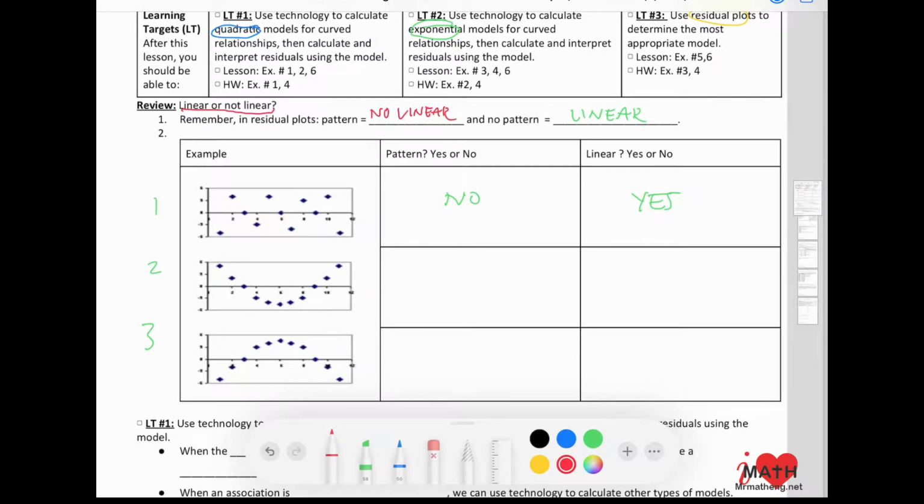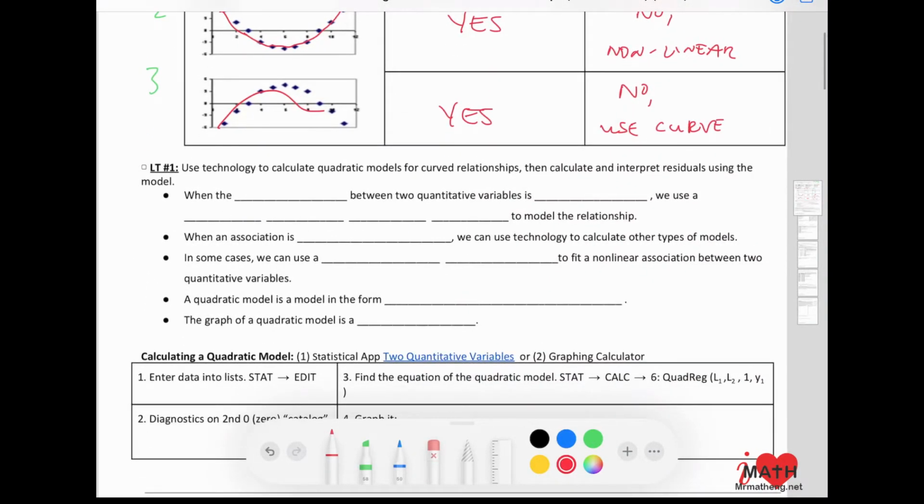How about number 2? Do you see a pattern? Well, I see one looks curved, so I see a pattern. Yes. Would linear be a good example here? No. We would have to use a non-linear, which is today's lesson, right? Same thing here, curved. Is there a pattern? Yes, it's a curve. So should we use linear? No. Use some kind of curve model. So what kind of curve models do we have?